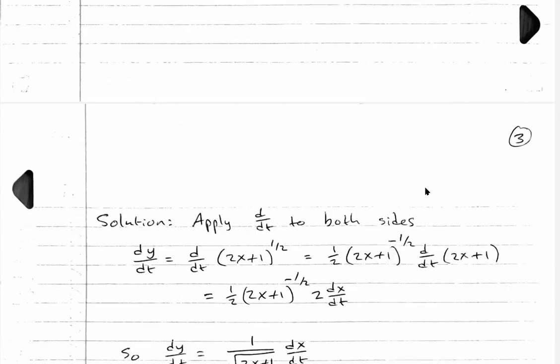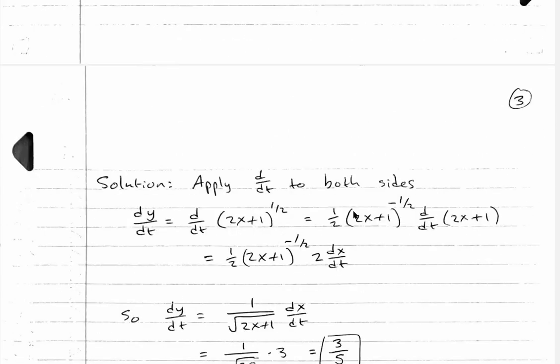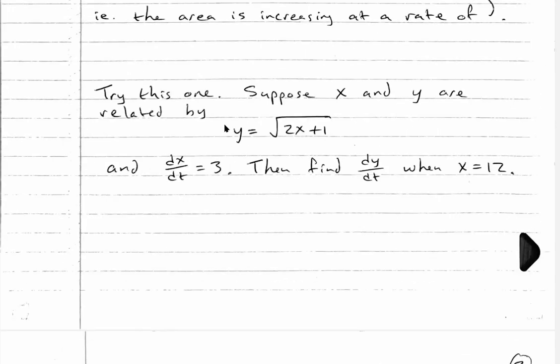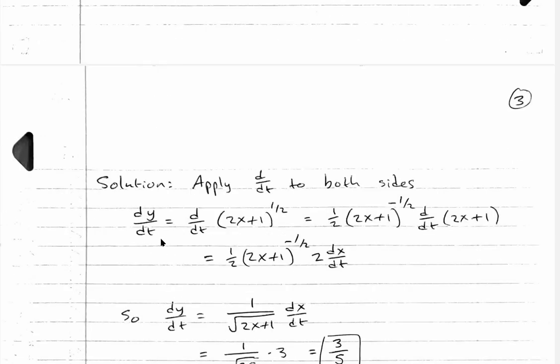Okay, so let's see, how does this work? So d/dt on both sides, so we get just dy/dt here. On the right, d/dt, of course, this is a 1/2 power for the square root. So the outside function is this 1/2 power. So it's 1/2 of the inside with a 1/2 minus 1 power times the derivative of the inside.